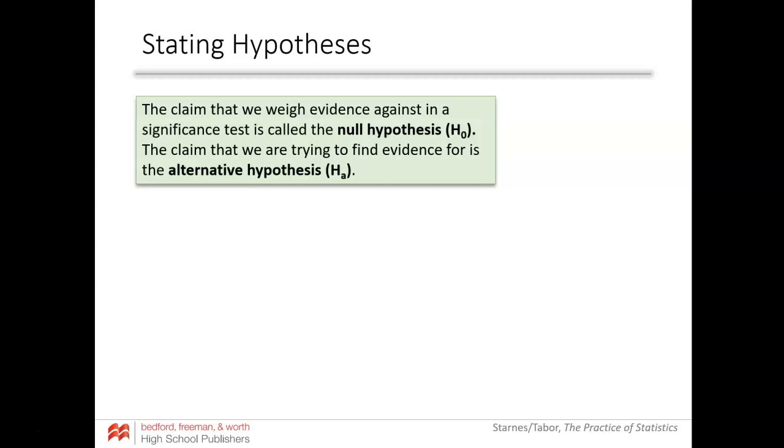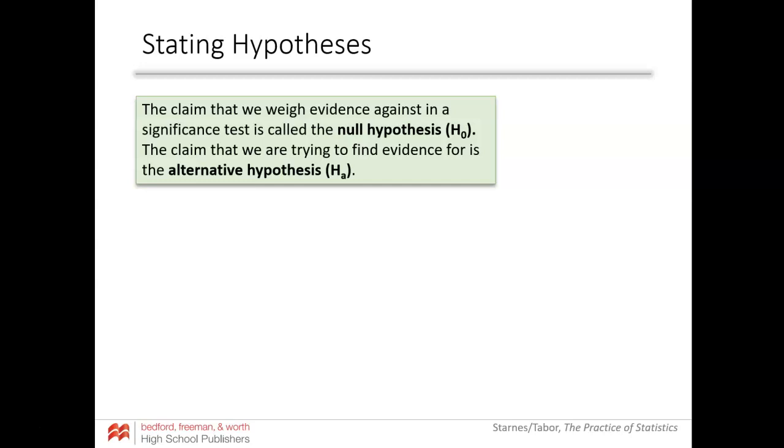statistical symbols. There we go. That's the word I'm looking for. So the claim that we weigh evidence against in a significance test is called the null hypothesis. So null meaning sub-zero there. That's no change. The claim that we're trying to find evidence for is called an alternative hypothesis.